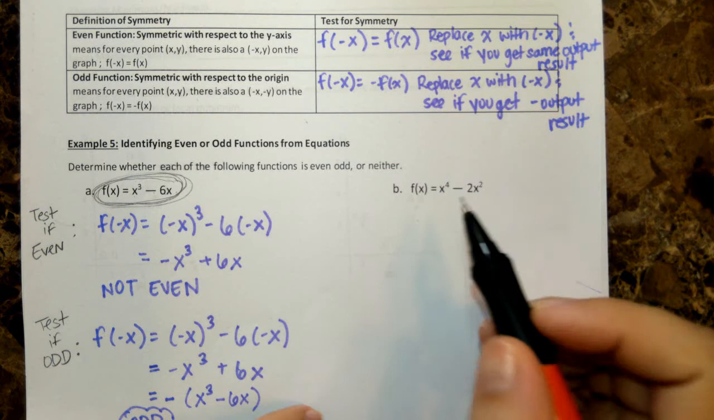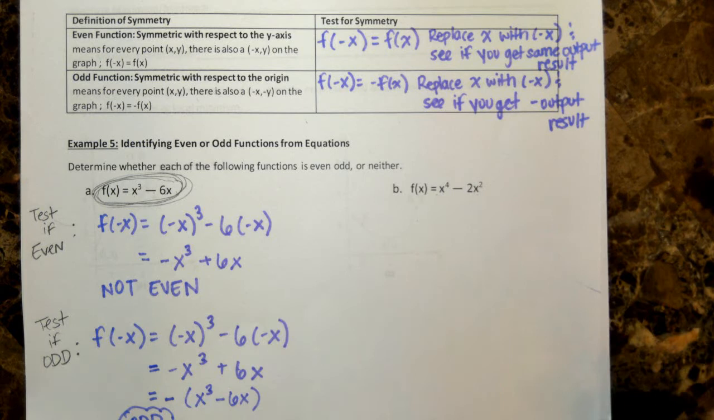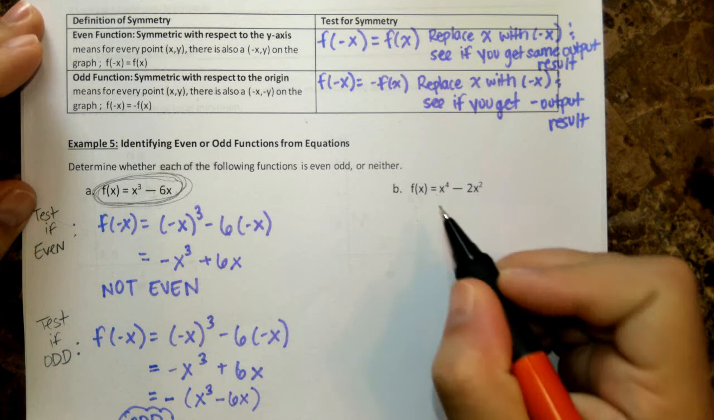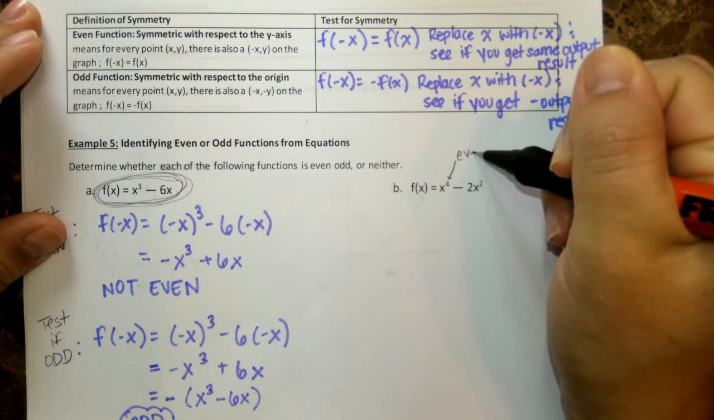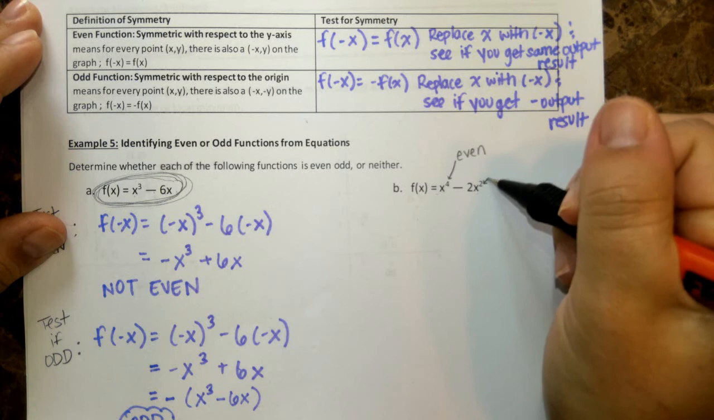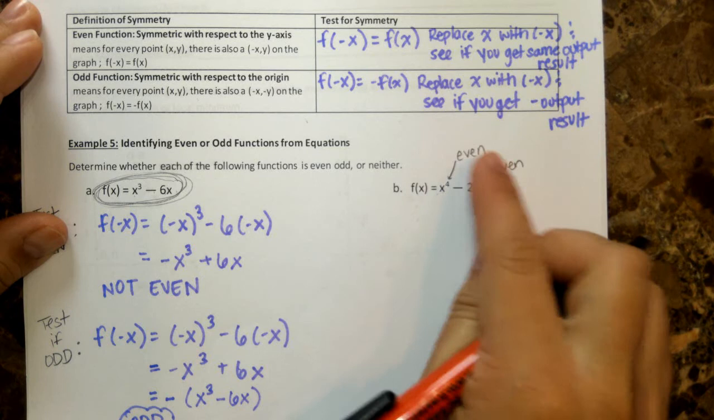Now, all you have to do is look at all of the x variables. We have x to the fourth, minus 2x squared, and an easy way to tell if a function is even or odd is to look at the exponents. We have x to the fourth power, and 4 is an even number, minus 2x to the second power. The exponent 2 is an even number. So the exponents are 4 and 2, both of those are even, and therefore this is an even function.